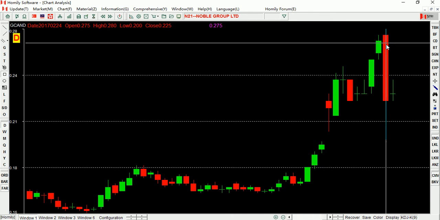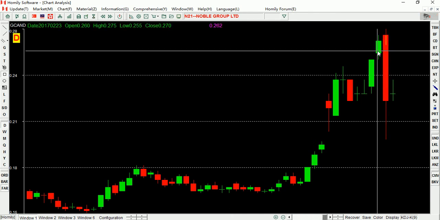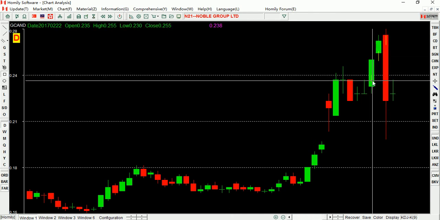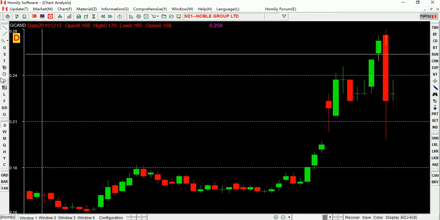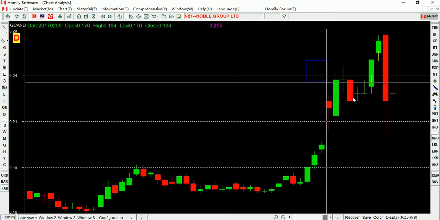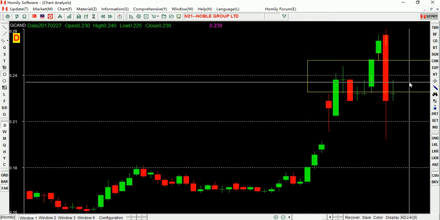This is candlestick 1, this is candlestick 2, this is candlestick 3. We know this is candlestick 3, then we can draw the line according to candlestick 3. Okay, so we can draw the line. When to sell?